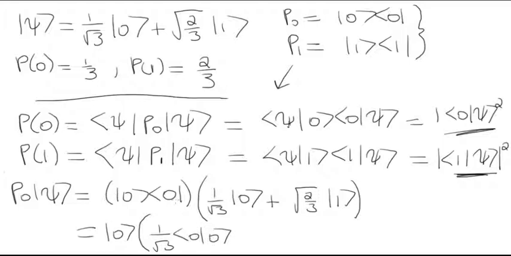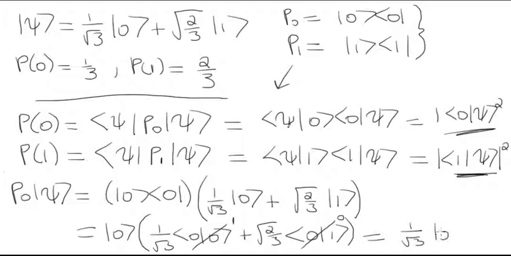We have 1 on root 3 times the inner product of 0 with 0. Remember, the coefficient does not play a part, so it comes out, plus the square root of 2/3 acting on the inner product of 0 and 1. Now we know these are basis states, and we've discussed this a few times now. When they are orthogonal, the term vanishes, giving 0. When it's the inner product with itself, it's equal to 1, or unity. So getting rid of the 0 term, we simply have 1 on root 3 ket 0 as our final answer.